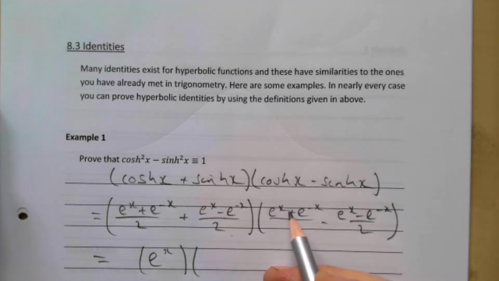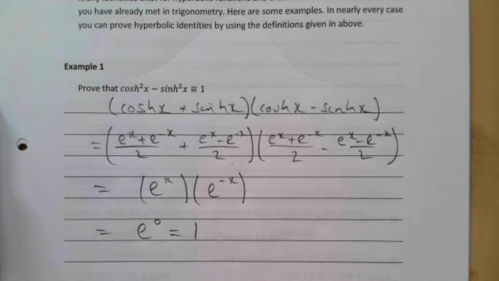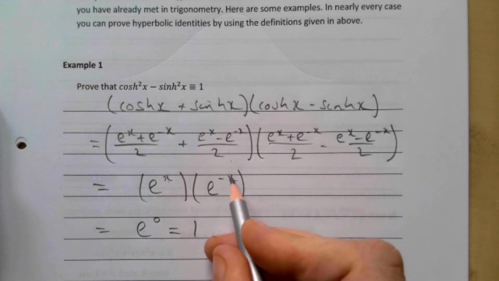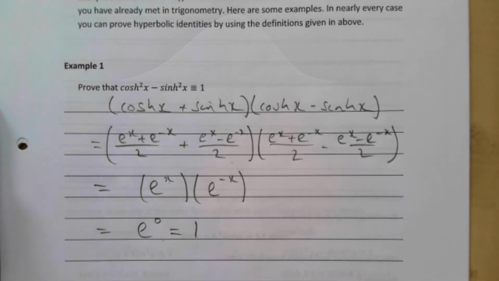So in this case we end up with e to the minus x over 2 minus minus e to the minus x over 2. So here we just get e to the minus x. Let's multiply these. We add the two powers, and you get e to the 0, and that of course gives us 1. That gives us e to the 0 because we add the two powers: x plus minus x gives us 0. E to the power of 0 is going to be 1.